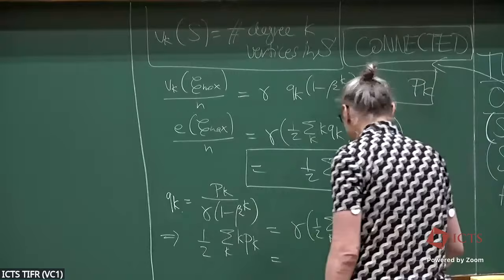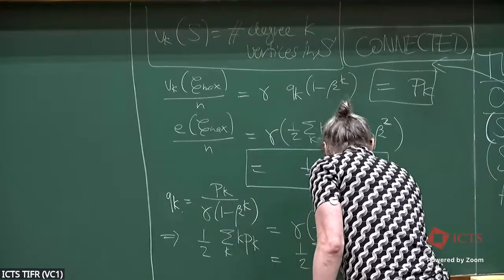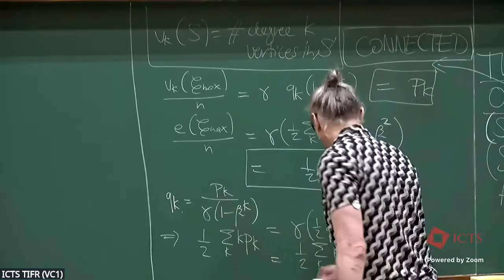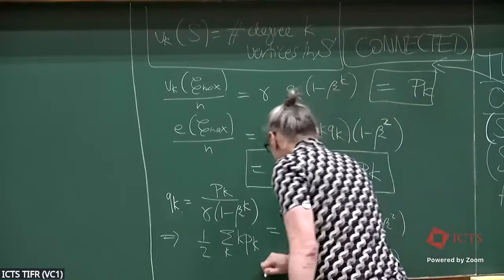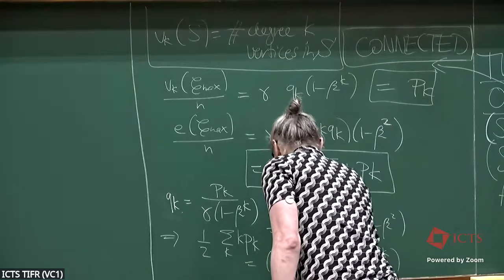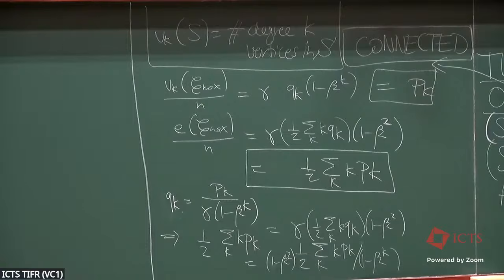So that is out. And then I'm going to get the 1/2 sum over k times pk divided by 1 minus beta k. And let me just put the 1 minus beta squared up the front. Okay, that's exactly my equation. That's where it comes from. Okay, that's very nice. Now I know how to choose beta.